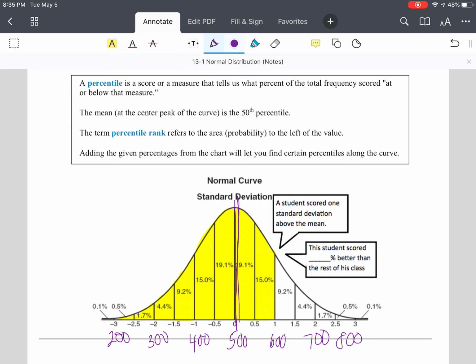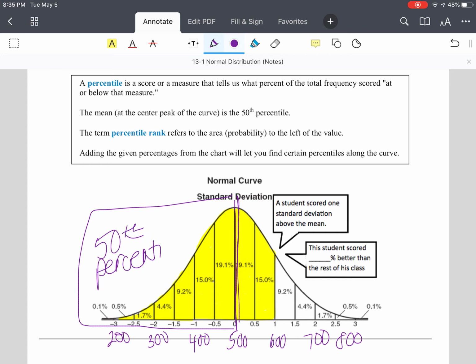Well, if we want to figure out your percentile, how that works is you add up every single percent from the left all the way up to where your 500 is, or wherever your score is. So in this case, the 500. If I add up 0.1, 0.5, 1.7, 4.4, 9.2, 15.0, and 19.1, that gives me the 50th percentile. When you get right at the mean, you are in the 50th percentile. That means you did better than 50% of the people that took the test. It also means 50% of the people that took the test did better than you.